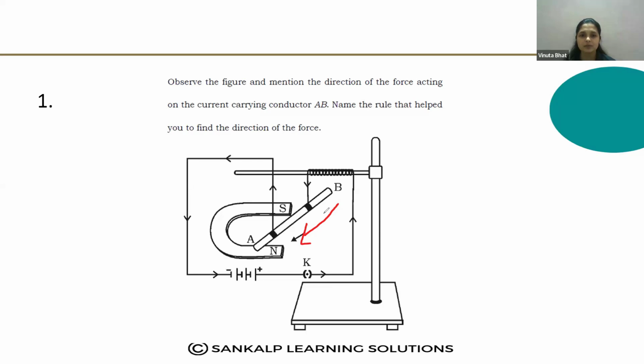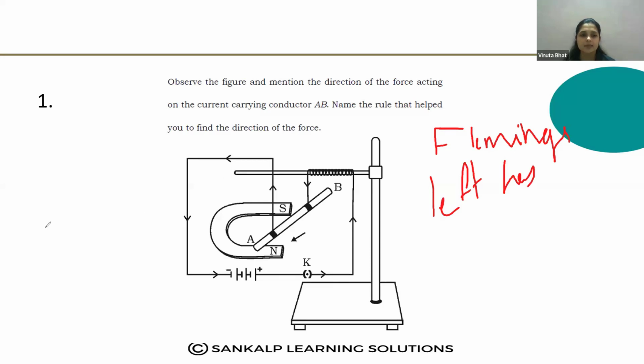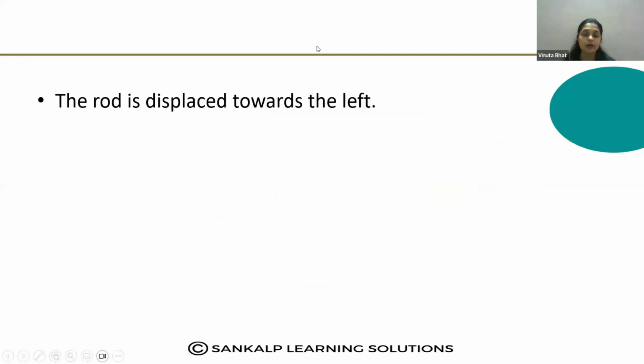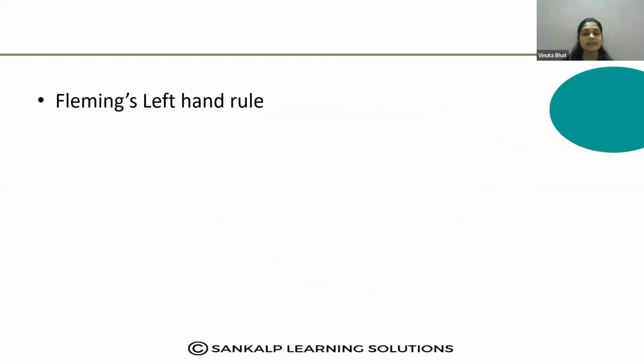Using Fleming's left hand rule, you can determine this. Here the current carrying rod is displaced towards the left. So the direction of the force is to the left, and Fleming's left hand rule helps us to find this out.